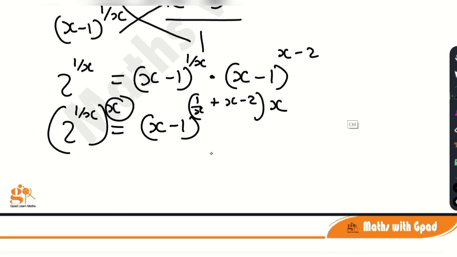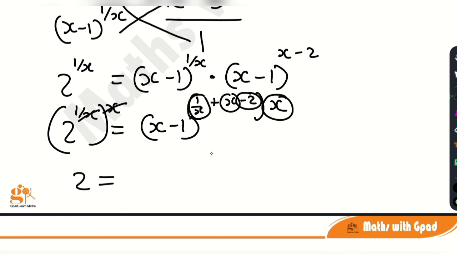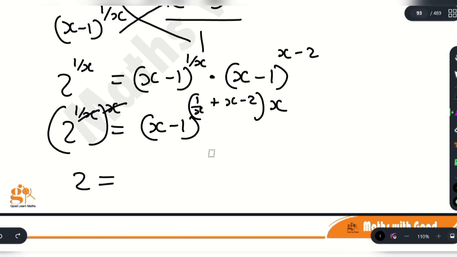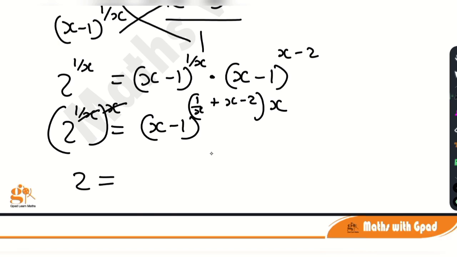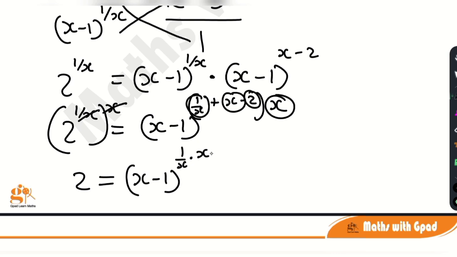Now what's going to happen here? x will cancel x, and I just have what? 2, which is equal to. Now let's use this x to multiply every single term we have in this bracket. All right. So you tell me now, what is x times x? Or maybe I should write it like this. So that will be x minus 1 raised to the power of what? 1 over x times x. Remember, I'm using this x to multiply every single term in the bracket.